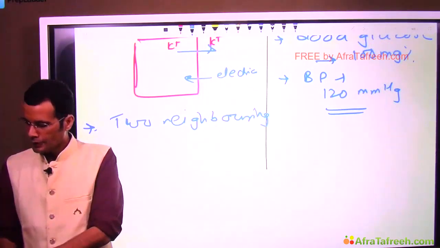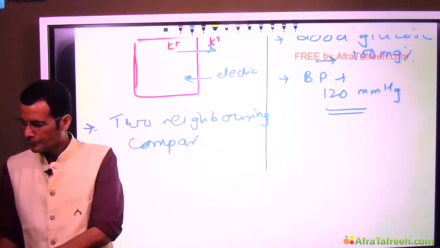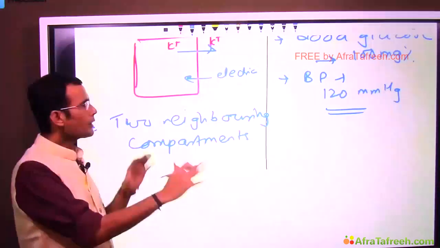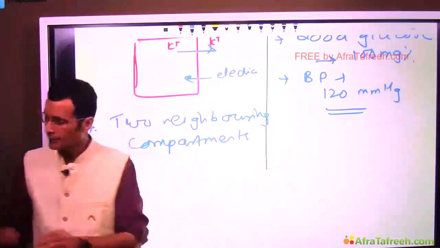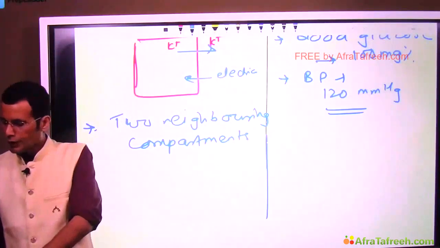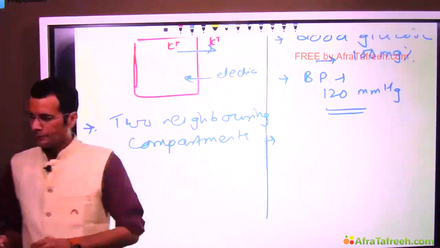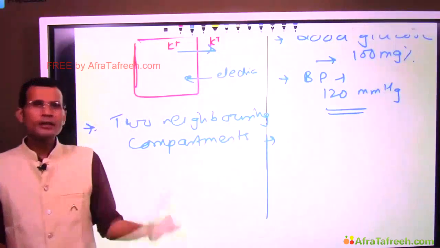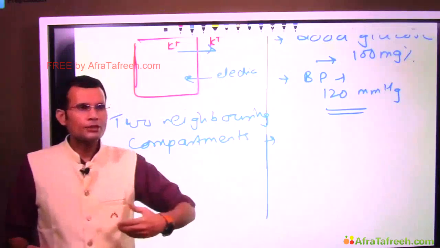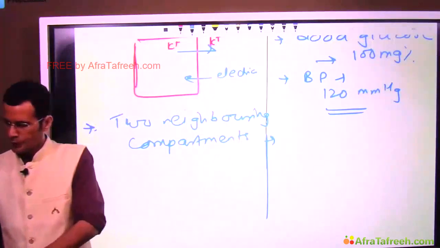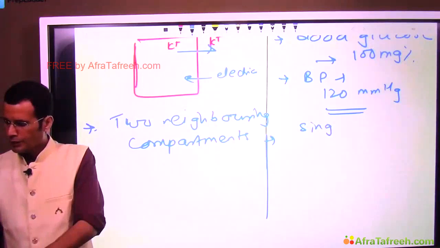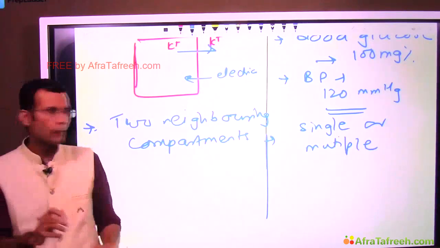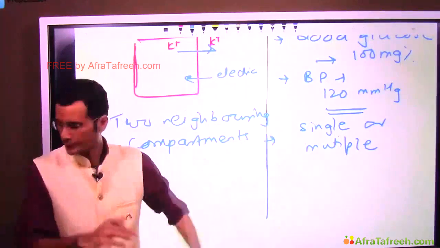When you say there is an equilibrium, you are essentially talking about two neighboring compartments. Equilibrium happens between the two neighboring compartments. But if I say steady state, not necessarily there will be two neighboring compartments. It may be a single compartment, or it may be several adjacent compartments. So it may be single or multiple compartments we may be talking about in case of steady state.